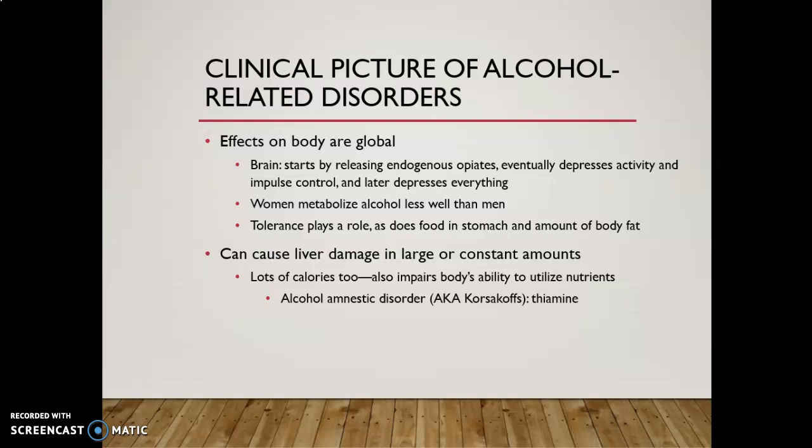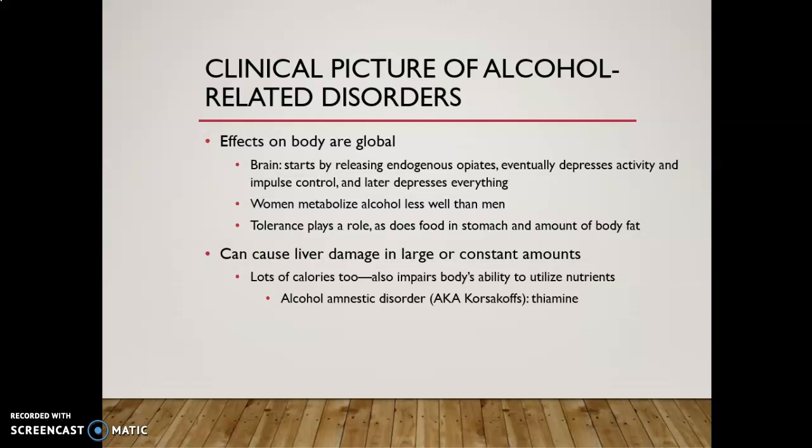In fact, there's something called Korsakoff syndrome. It's also called alcohol amnestic disorder. Because we need a little tiny bit of thiamine in our diet, and if we don't get it, it actually causes our hippocampus to deteriorate. People who drink all of their meals, for an extended period of time, may find themselves having problems with their memory because of a thiamine deficiency.